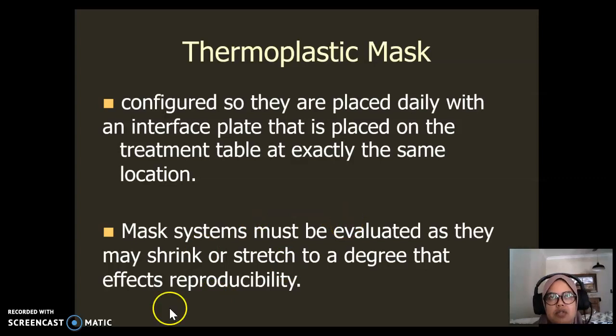Please take this into consideration when you are using the mask or the thermoplastic BDS. It needs to be evaluated at least after a few fractions so that you will know if the patient has lost weight, then the mask may shrink or stretch, or if the patient is gaining weight, it might not fit very well anymore. Then you need to redo the mask to make sure that you have a well-fitted mask for every single fraction.